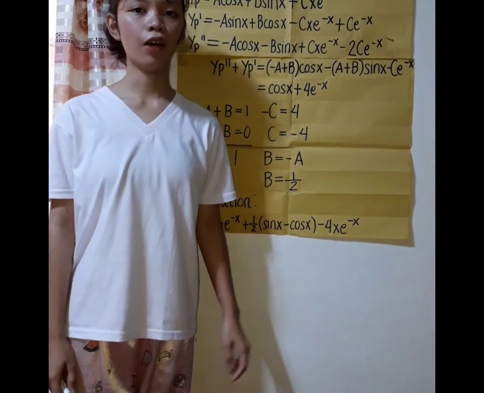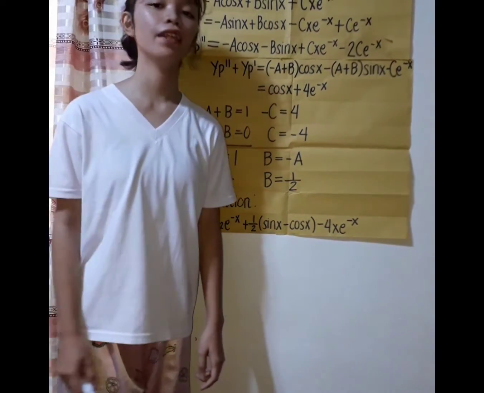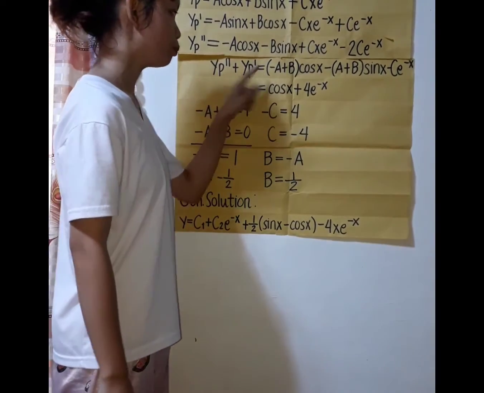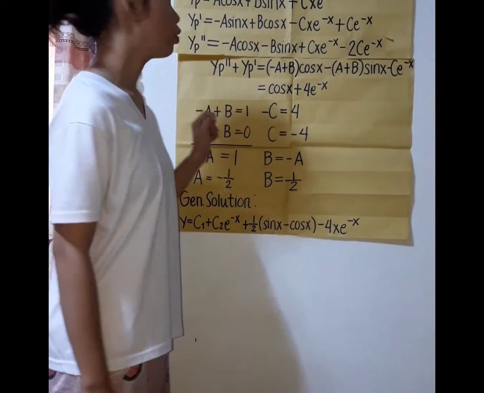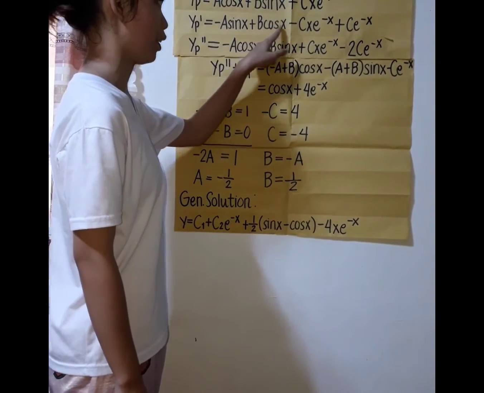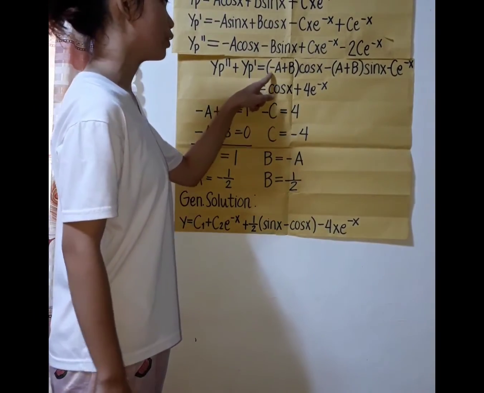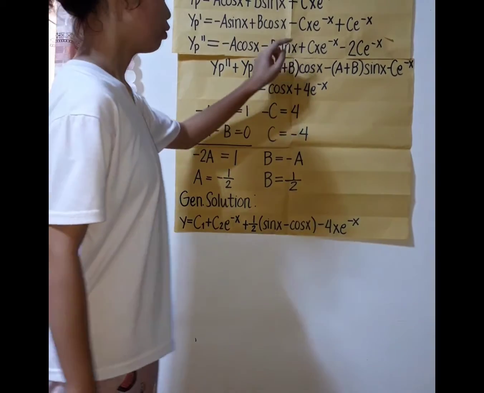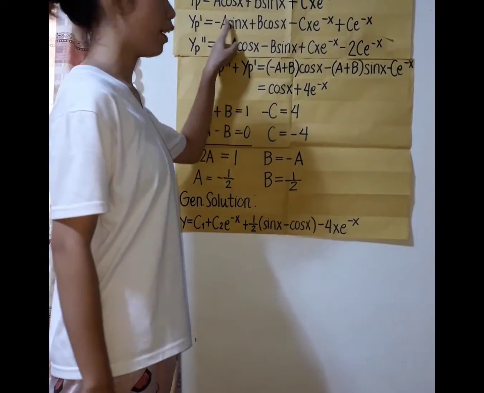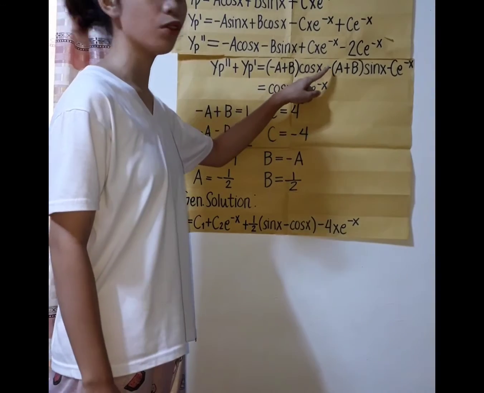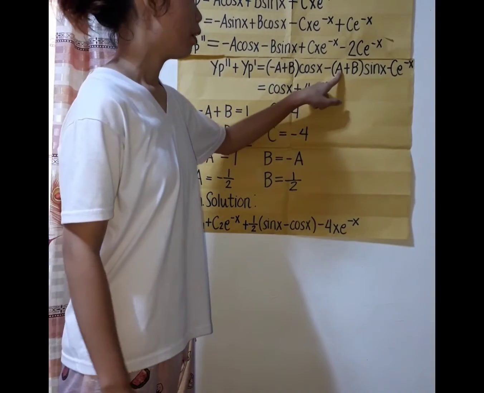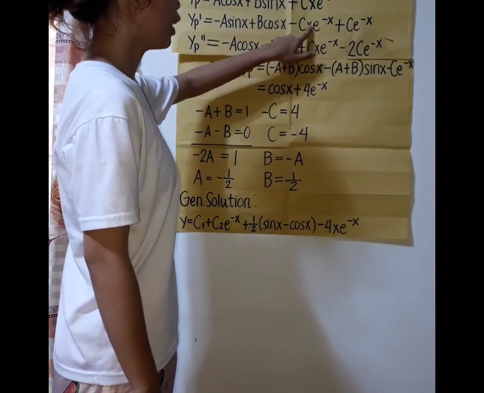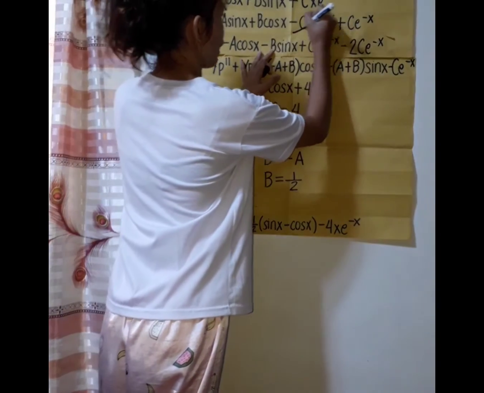So, dahil nakuha na natin ang YP prime at YP double prime, pagsasamahin natin yung dalawa. So, para mas madali, YP double prime plus YP prime is equals to, pagsamahin yung magkaparehong term, negative a cosine x plus b cosine x. Ganito na lang, open parenthesis, negative a plus b, close parenthesis. I-times natin siya sa cosine x. Ganun din sa sine x. Negative a sine x minus b sine x is equals to negative, open parenthesis, a plus b, close parenthesis, times natin siya sa sine x. So, dahil itong dalawa ay magkaiba ng sign, kakancel out natin siya.